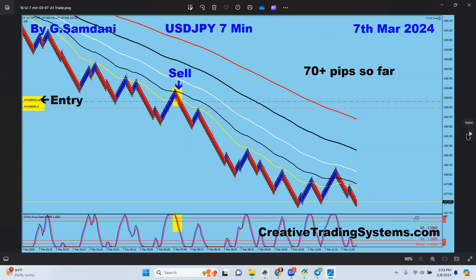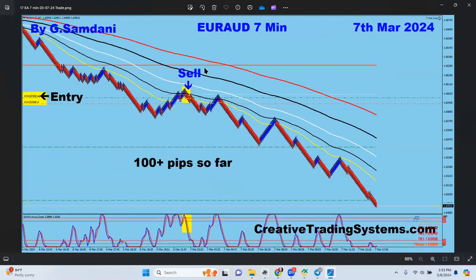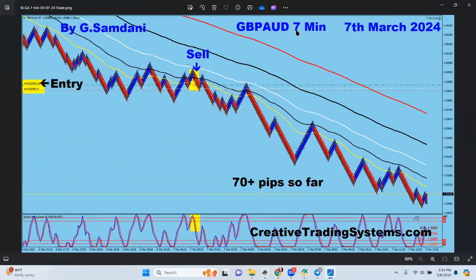Now on the 7 euro Aussie, you can see a beautiful short entry taken all the way down for 100 pip. Similarly, pound Aussie. Aussie was getting very strong. So both pairs, the entries were taken, and this one for 70 pip to the downside. My trades, you see the 70, 80, 100 pip, it's because of the daily range.